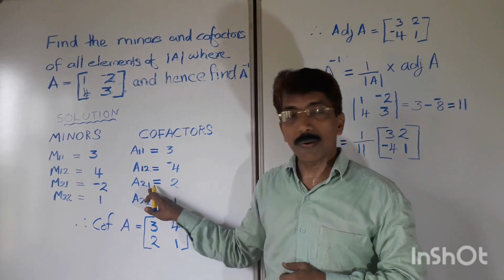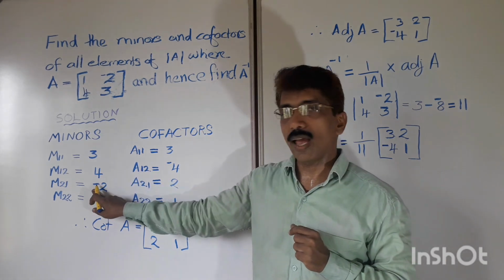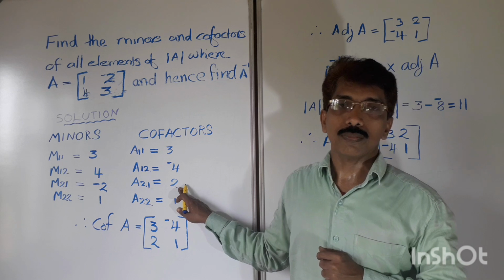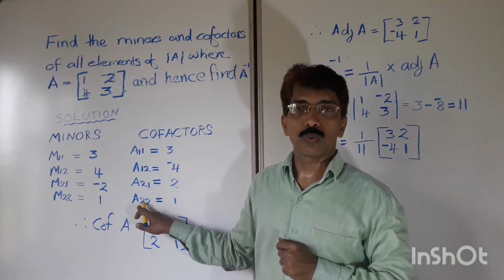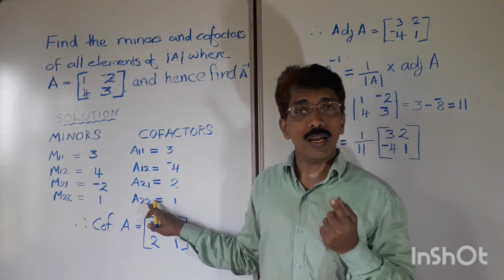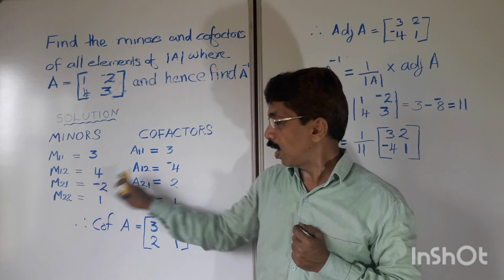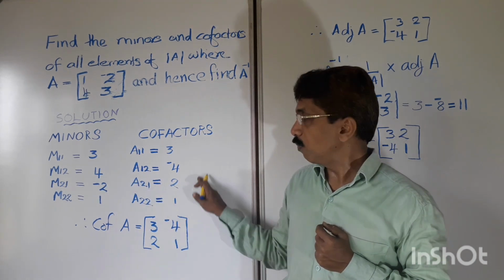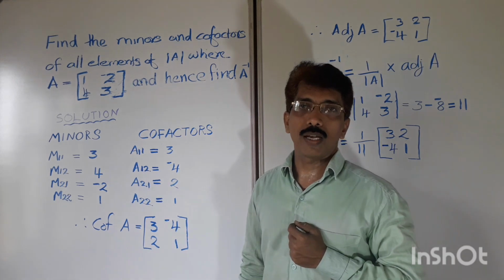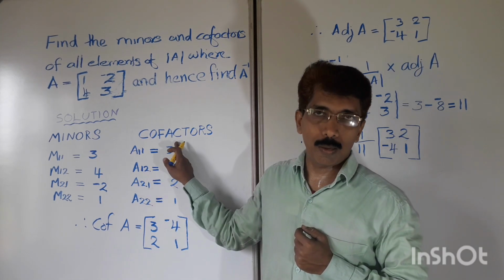Next comes A21. What is 2 plus 1? 2 plus 1 is 3 again, so you should change the sign. -2 becomes +2. Then the last, A22. 2 plus 2 is 4, an even number, so we write the same thing: 1 itself. So these are the cofactors of each element of that determinant.